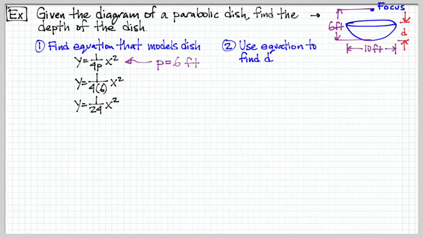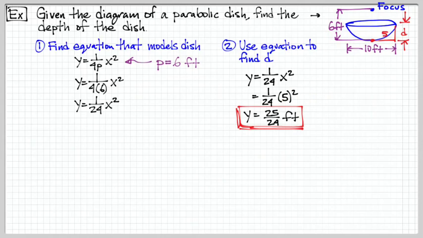Now I need to use that equation to find d. To do that, I need to figure out what to plug into x. X is really this distance from this point, the vertex, to the edge here. This is the distance of my x value, because I want to find this point up here. So the distance from here to here is 5. So that's the value that I plug into my x. And then when I solve it, I get 25 over 24 feet. Okay? So that's the lesson for today. Have a good day, class.